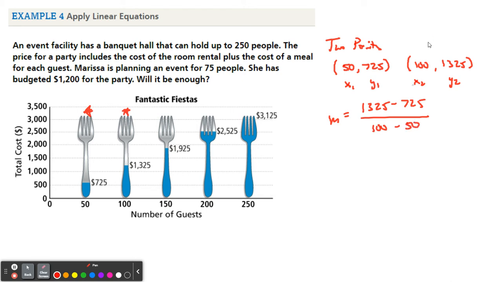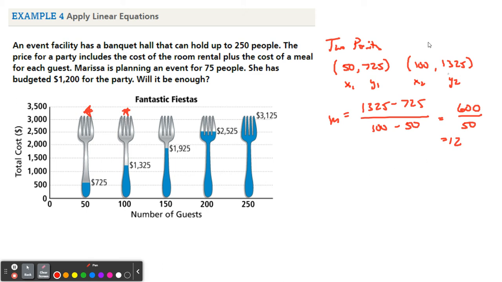So I just took my numbers that I labeled and put them right in there. Simplify the top, that's 600. Simplify the bottom, that's 50. And 600 divided by 50 is 12. Your slope is 12. That is going to be $12 per person. That's how much it costs.